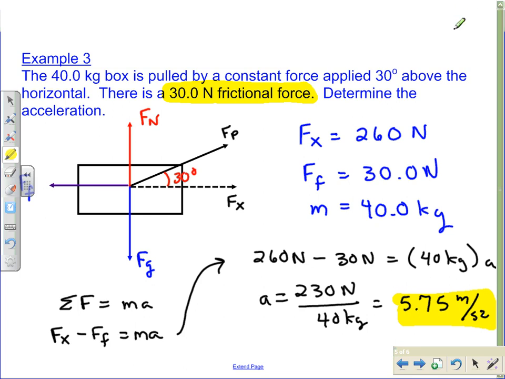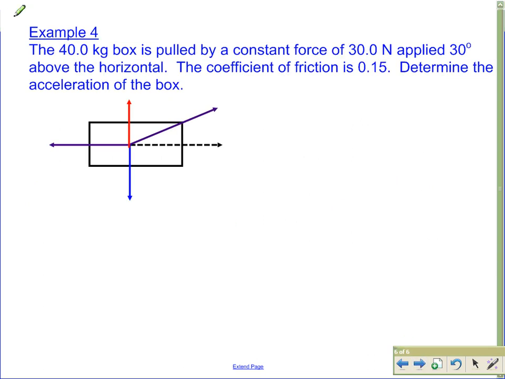Now, our last one is when you have the same situation, but instead of giving a frictional force in newtons, we have to calculate our frictional force. So this is our most complex problem. So in example 4, we have a 40 kilogram box pulled by a constant force of 30 newtons. Excuse me, that should be 300 newtons. Let me correct that right now.